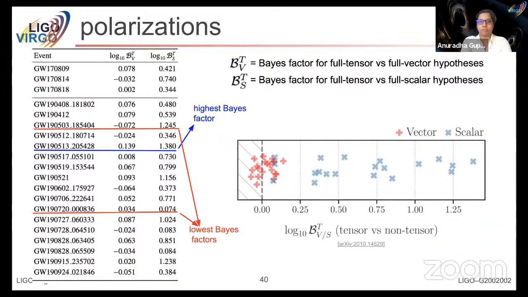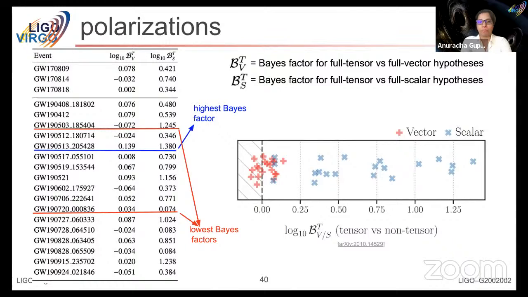The blue one is for the full tensor versus full scalar, and the red marker is for the full tensor versus full vector. And we see that for the scalar, the blue points are very much different than the red points, but if you notice the range of Bayes factor for vector, it is very small. And again, the results are not very conclusive.